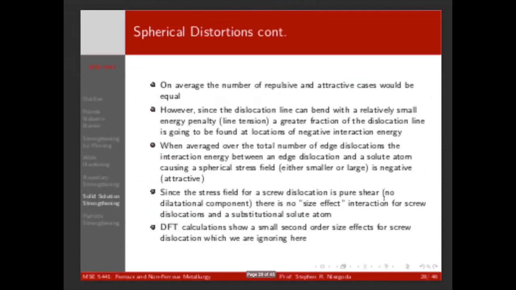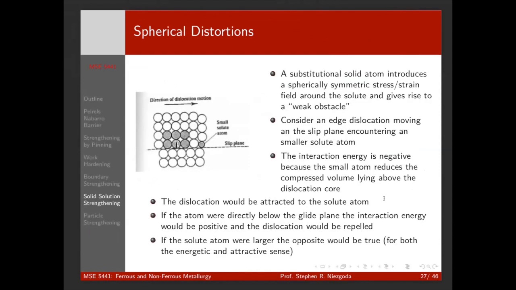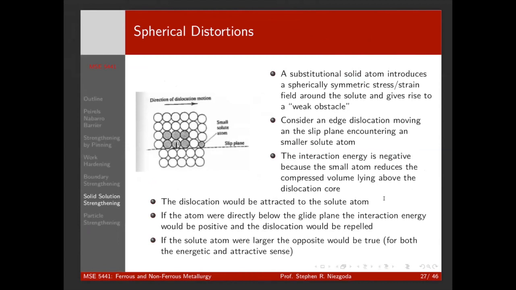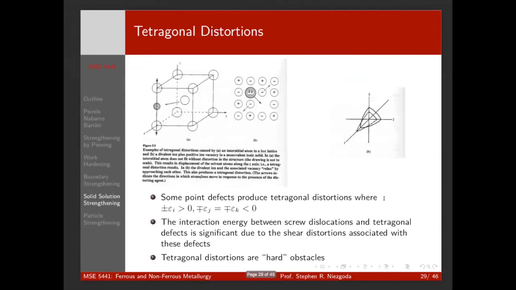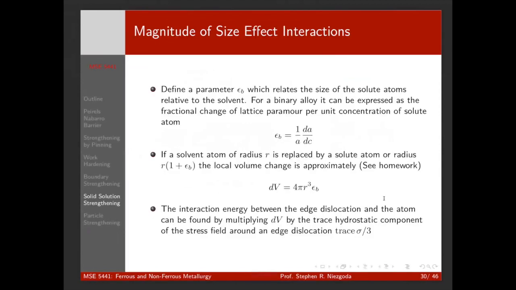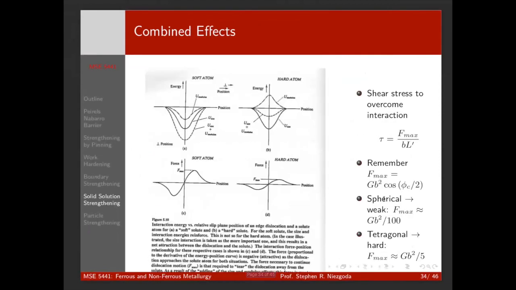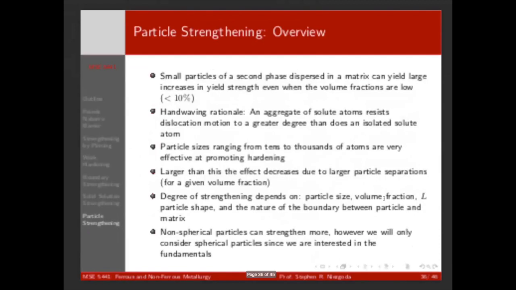Solid solution strengthening. Your ideal case is going to be a more compliant atom that has the biggest possible size difference. You want changes in modulus and changes in size. Orthogonal distortions are not at all important for aluminum. They are important for steel. So we've got the size effect and the modulus effect.